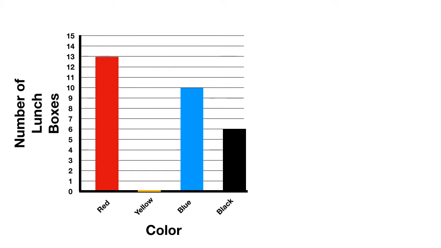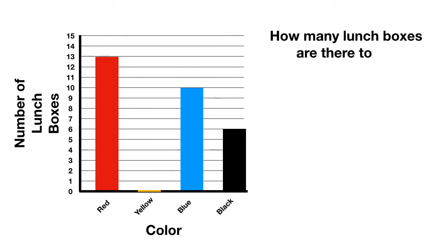Now let's read one of these graphs together. This graph shows the color of students' lunchboxes one day at school. Our first question is, how many lunchboxes are there in total? Well, to find the total amount, we'll have to add up all of the different colors. To start with, how many red lunchboxes were there? Well, we can see the red bar goes up to 13. There were 13 red lunchboxes.